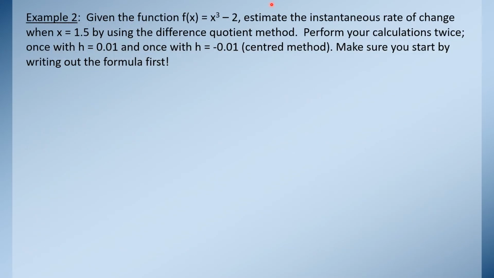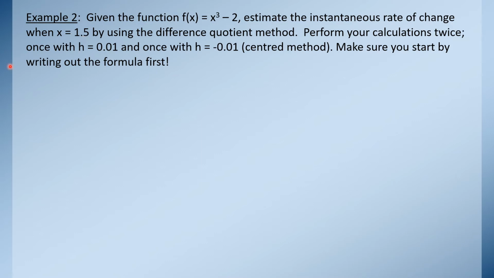Example 2. So we've got a cubic function here. We want to estimate the instantaneous rate of change when x is 1.5. We're going to use the difference quotient method. That's the new one I'm showing you today. You can perform the calculations twice, so this isn't new. Once with h equals 0.01, but then this time we're going to use a centered method that we learned in our last lesson here. So we're going to go to the other side of 1.5. We're going to go just to the right of 1.5. We're going to go just to the left of 1.5.